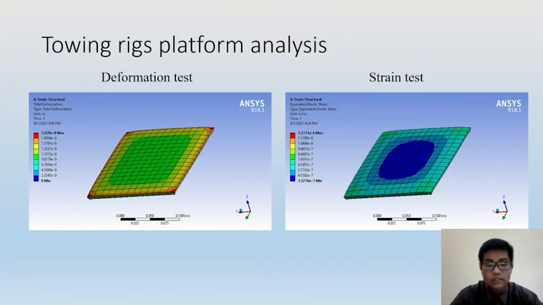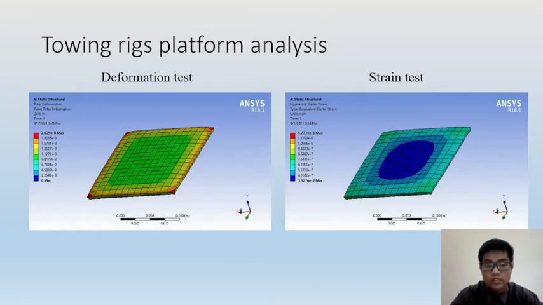So for this test, we get the value for the deformation test, which is 2.029 exponent negative 8, and the strain test is 1.2731 exponent negative 6. There is zero value for the minimum deformation test, and for the strain test it is 3.5276 exponent negative 7 for the minimum value.